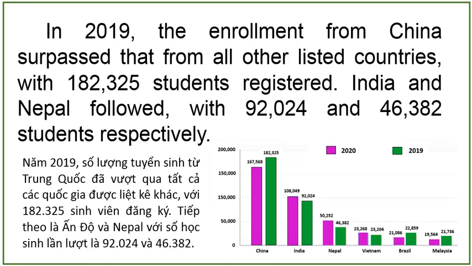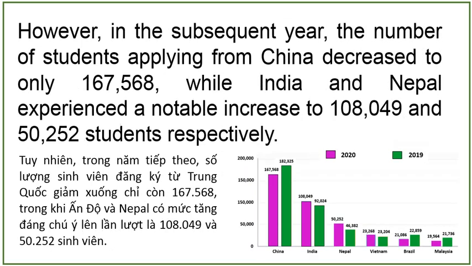In 2019, the enrollment from China surpassed that from all other listed countries, with 182,325 students registered. India and Nepal followed with 92,024 and 46,382 students respectively. However, in the subsequent year, the number of students applying from China decreased to only 167,568, while India and Nepal experienced a noticeable increase to 108,049 and 50,252 students respectively.